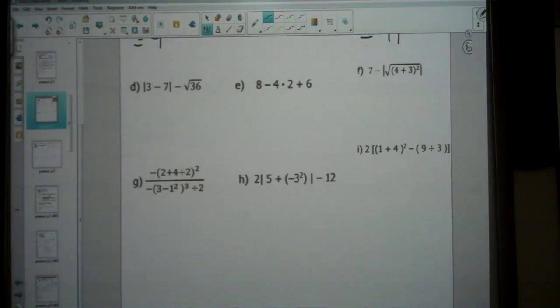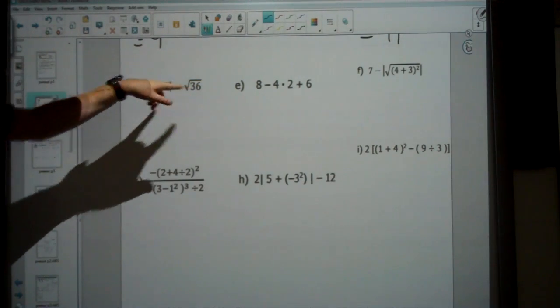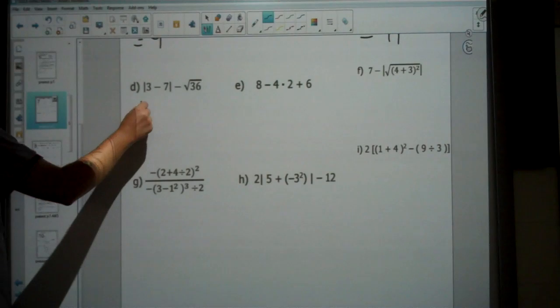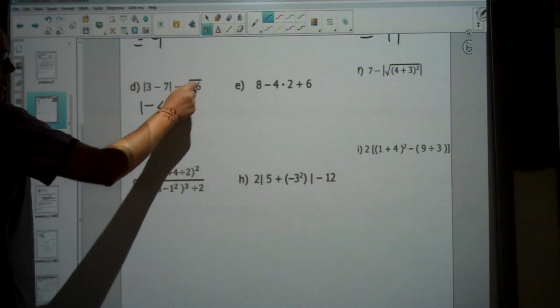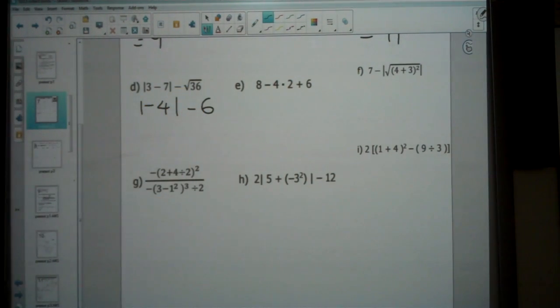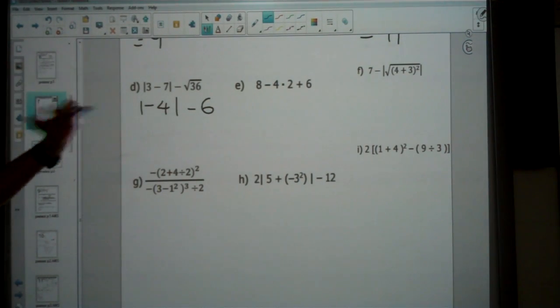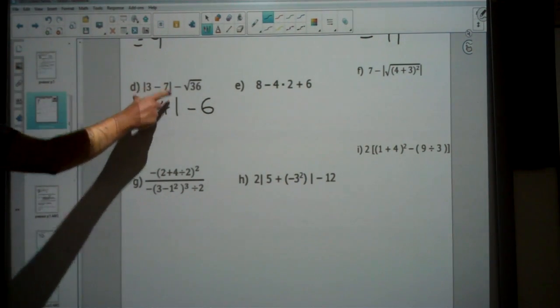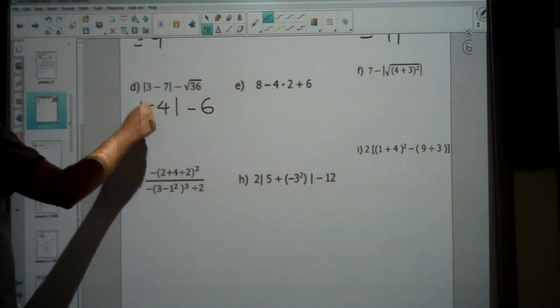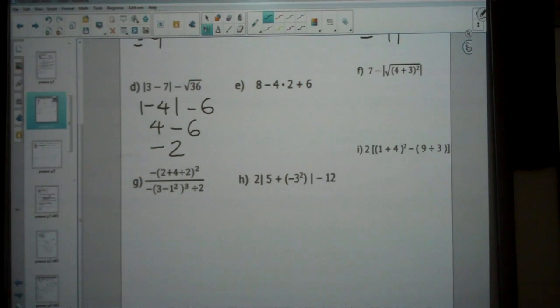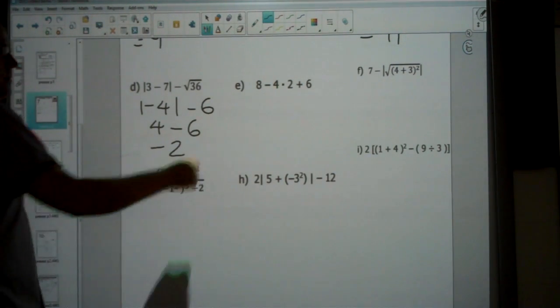When I move on to part D, I have 2 sets of grouping symbols here, so I'm going to work those out first. Within the grouping symbol, I've got 3 minus 7, which is negative 4. And the square root of 36 is 6. Which number times by itself gives you 36 is how you work that out. So obviously 6 times 6. Once again, I have the absolute value, so anything that's negative is going to become positive. And then I'm going to work out what is 4 take away 6. Negative 2.